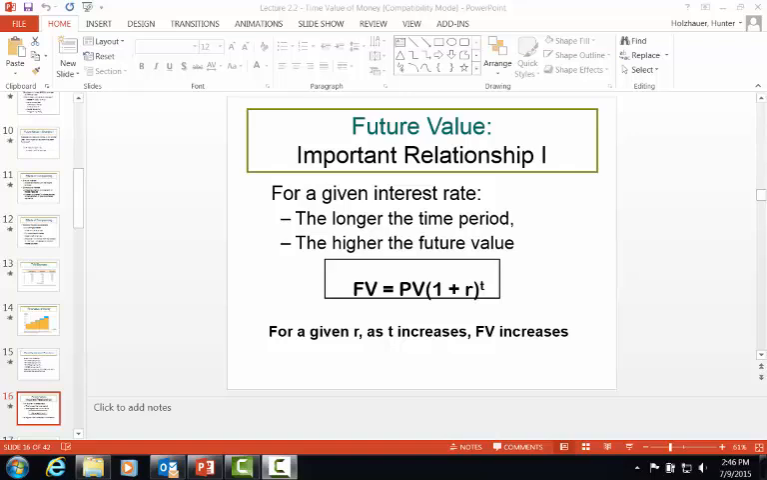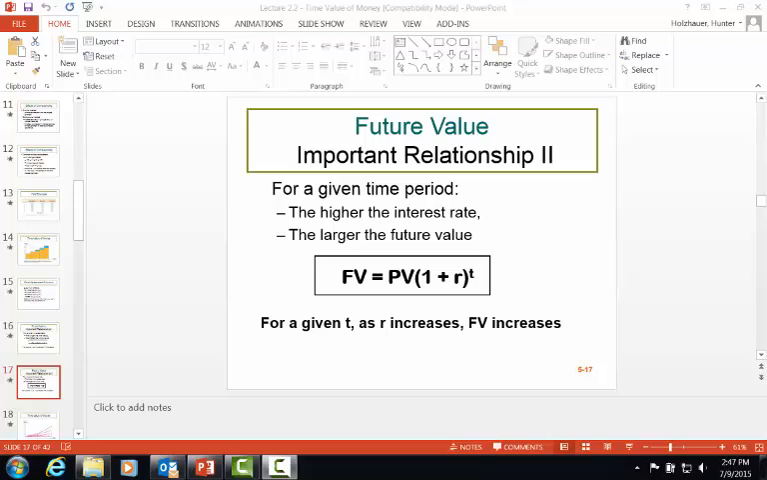I'd like to switch now to future value important relationship 1. Okay, now that I've showed you the buttons on the calculator, the formula, and the Excel spreadsheet functions, I would like to talk about a couple important relationships for future value before we get into the math. The first one is that for a given interest rate, the longer the time period, the higher the future value. In other words, if you hold the interest rate constant, your money is going to increase in value over time.